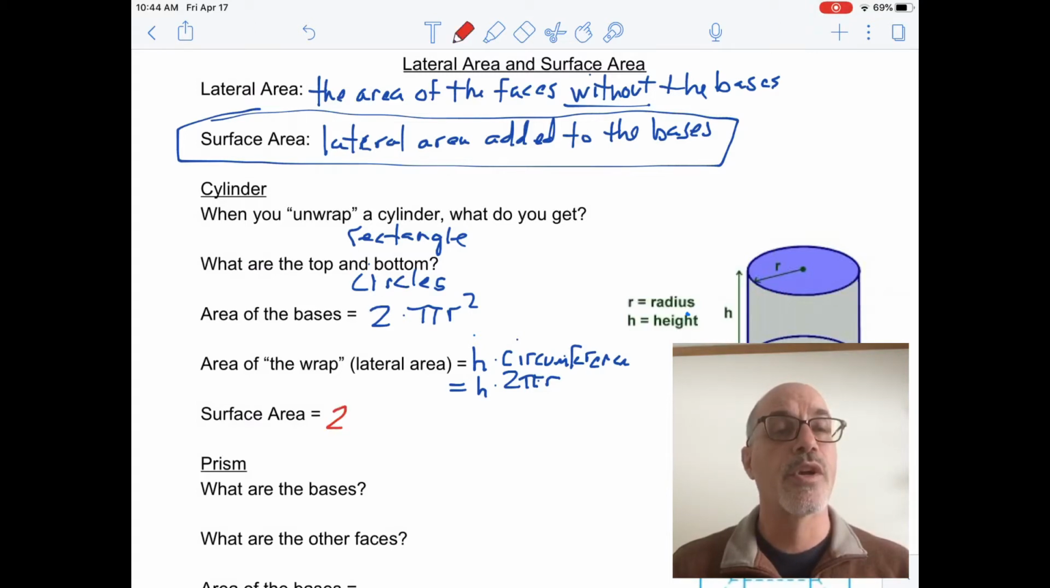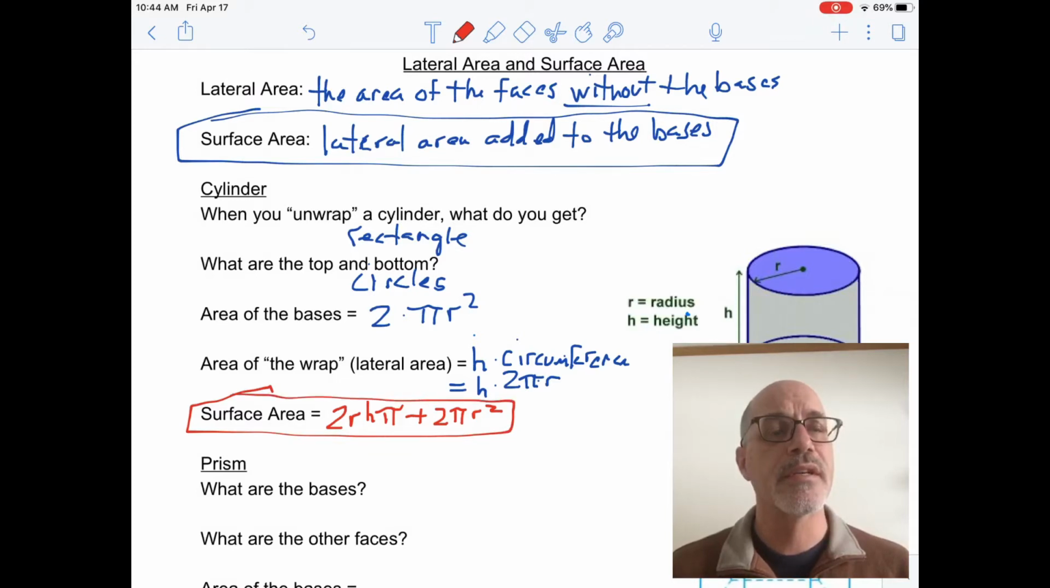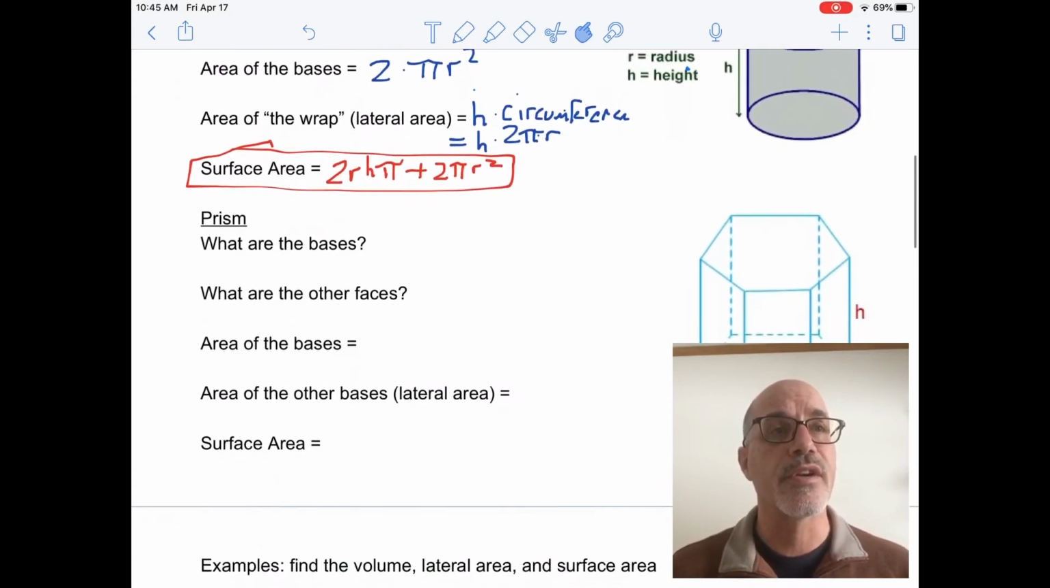So our total surface area is the lateral area, the label part of the cylinder, 2 pi r h, plus 2 circles, 2 times pi r squared, because that's the top and the bottom. So that's a formula we should know. So probably write that down and be able to use it when we're asked to find the surface area of a cylinder.